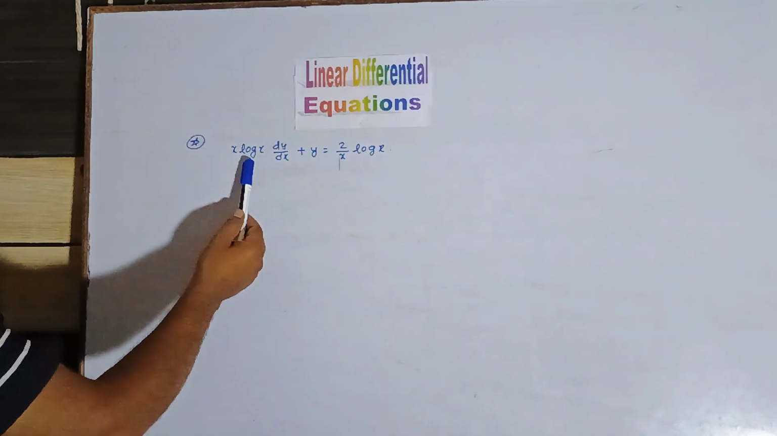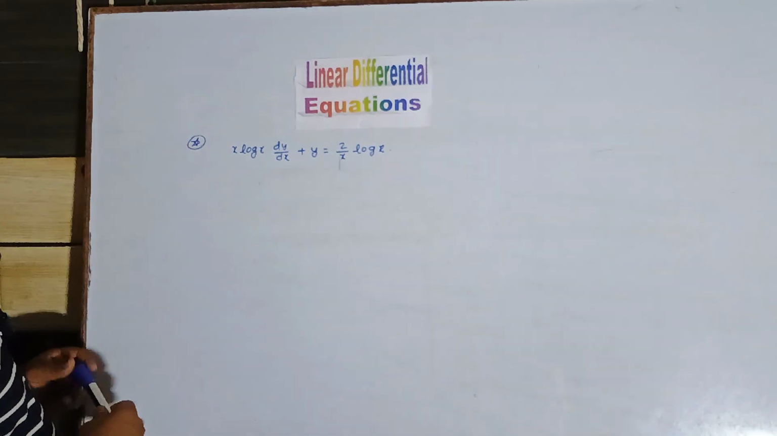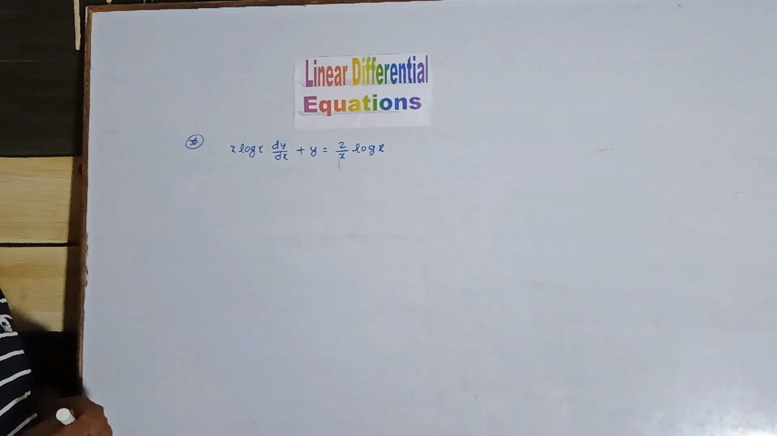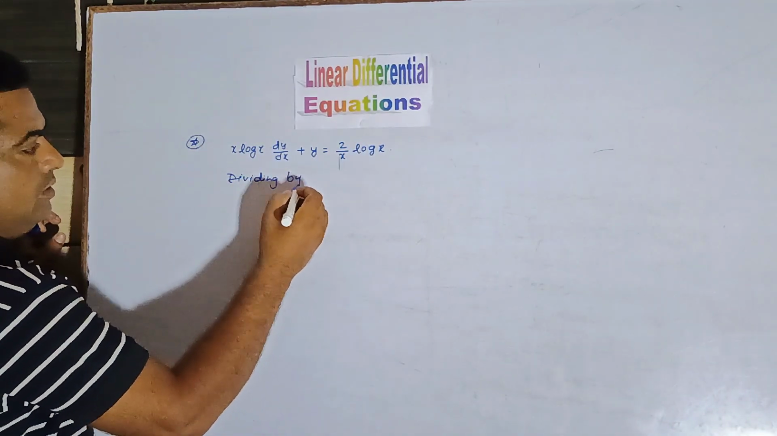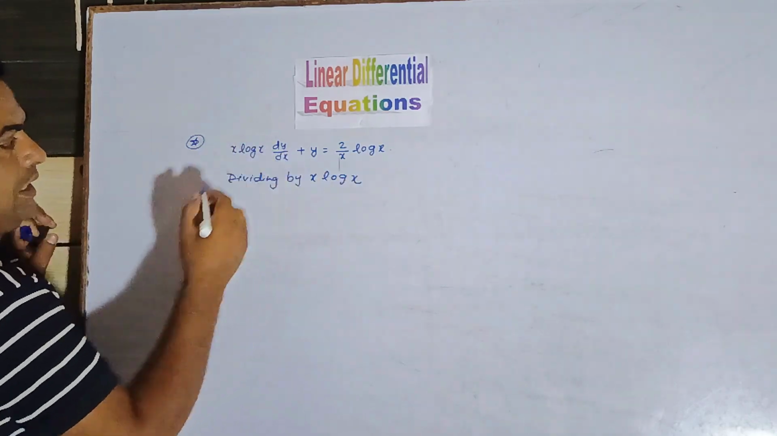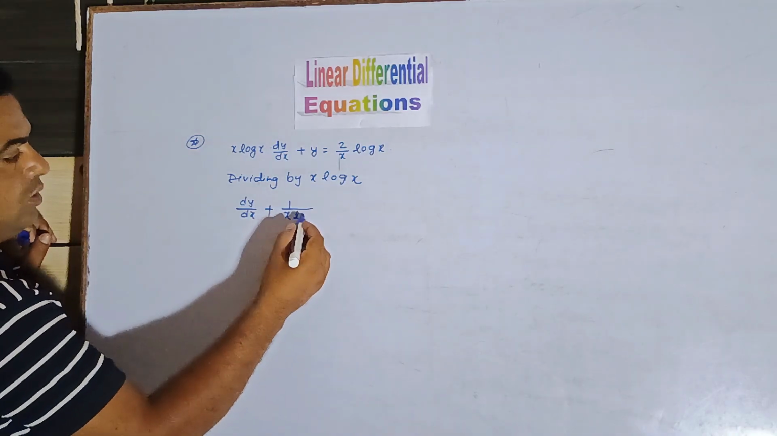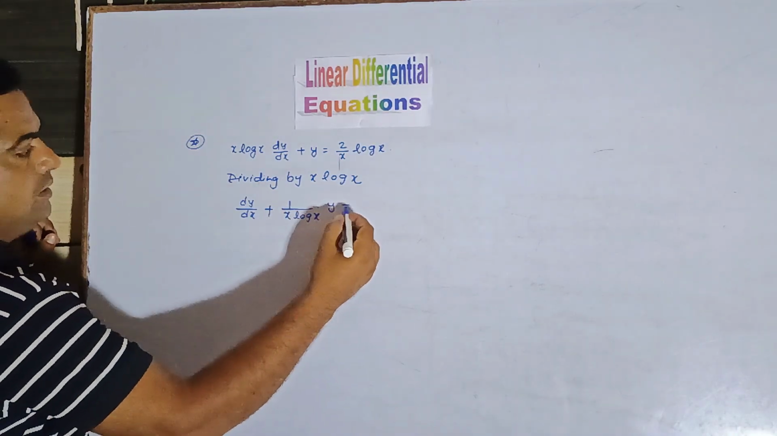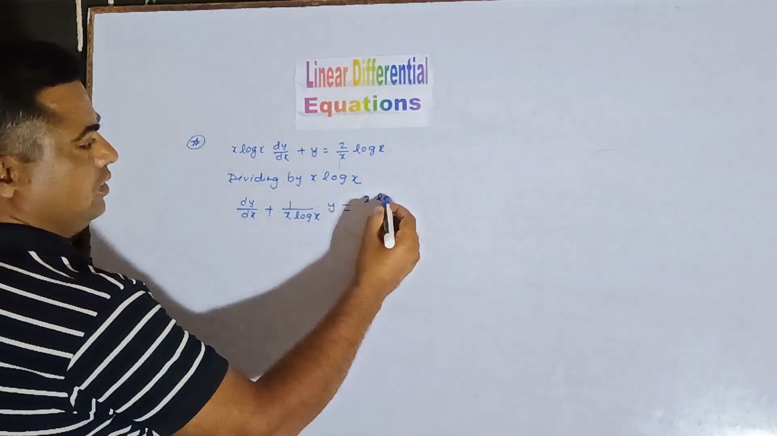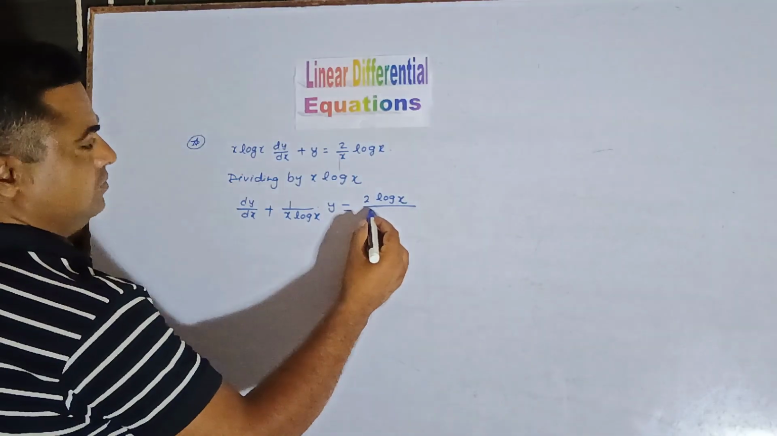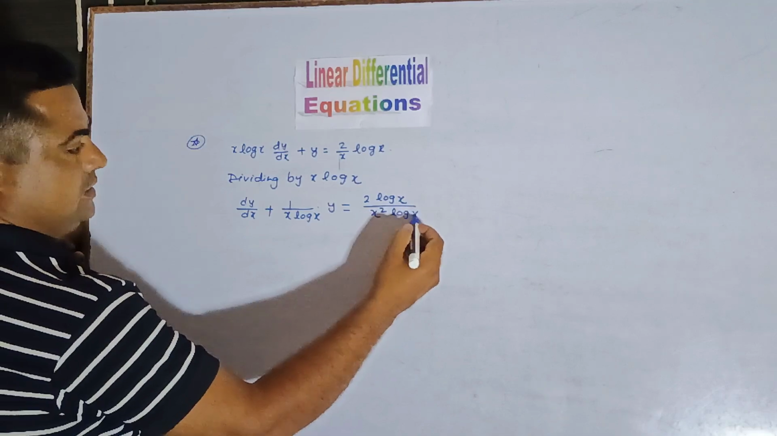Students, our equation is x log x dy upon dx plus y is equal to 2 upon x log x. Again, we can see here the coefficient of dy upon dx is x log x. So dividing by x log x, we will get dy over dx plus 1 upon x log x into y is equal to, dividing by x log x, we get 2 log x upon x into x log x, which means x square log x.